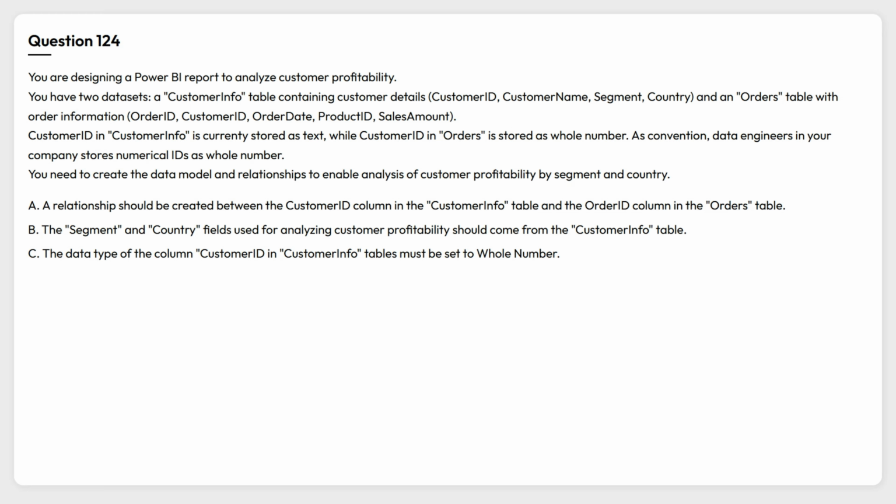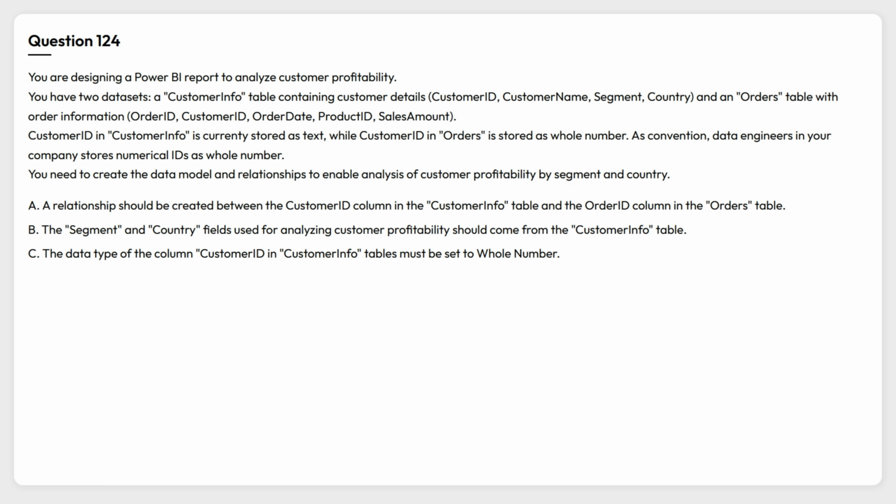Question number 124. You are designing a Power BI report to analyze customer profitability. You have two datasets, a customer info table containing customer details: customer ID, customer name, segment, country, and an orders table with order information: order ID, customer ID, order date, product ID, sales amount.